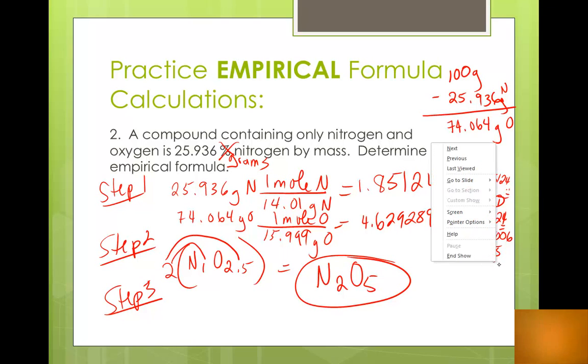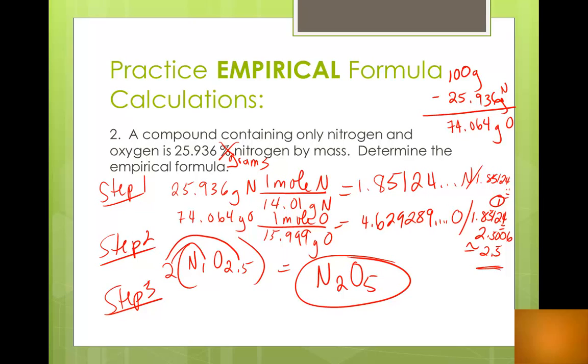Again, if you get a number that is 0.5, you'll multiply by 2. If I were to get 0.33 or 0.66 repeating, I multiply by 3. 0.25 or 0.75, I multiply by 4. 0.16666 repeating, and I multiply by 6.